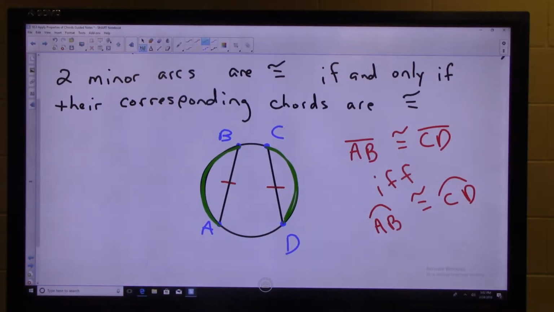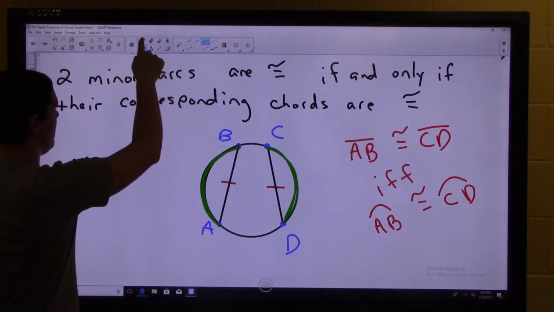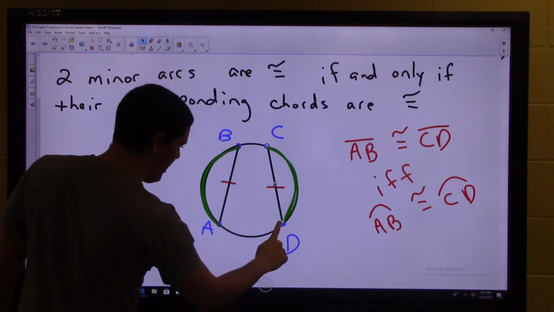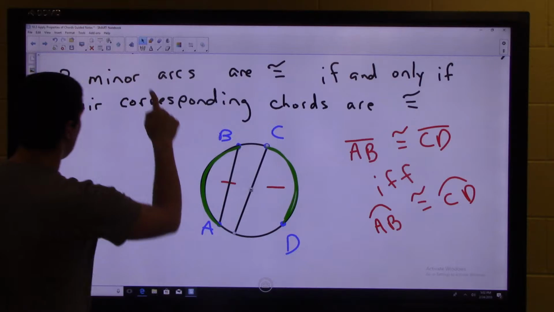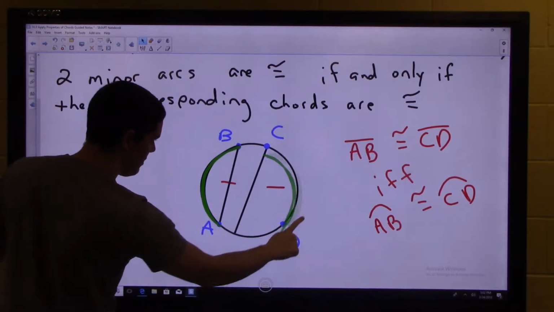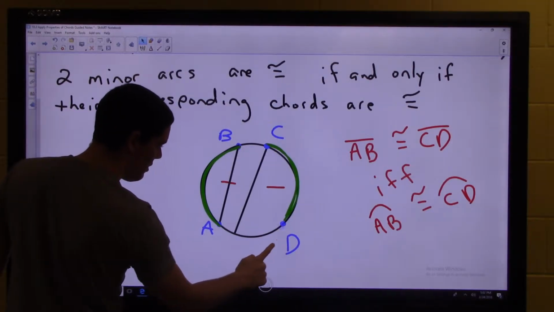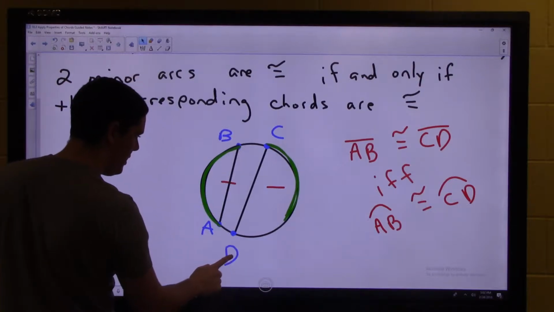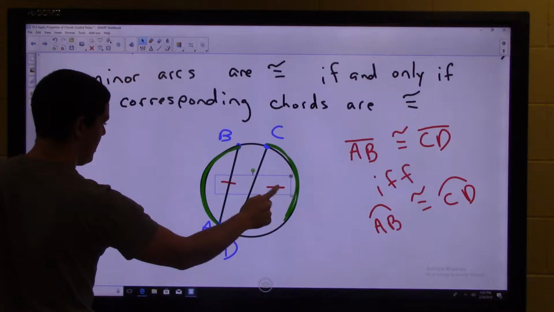Now I'm going to try to explain why that's true. Again, we're not going to prove it. I'm just going to try to illustrate it for you. Let's say I didn't have congruent chords. Let's say I moved CD and made it bigger. In order to make it bigger, I still want it to be a chord, so I still have to have endpoints on the circle. But notice what's going to happen to the arc. Let me move D down here. Sorry, wrong one. Move D down there. So if I made that, now that would not be congruent.